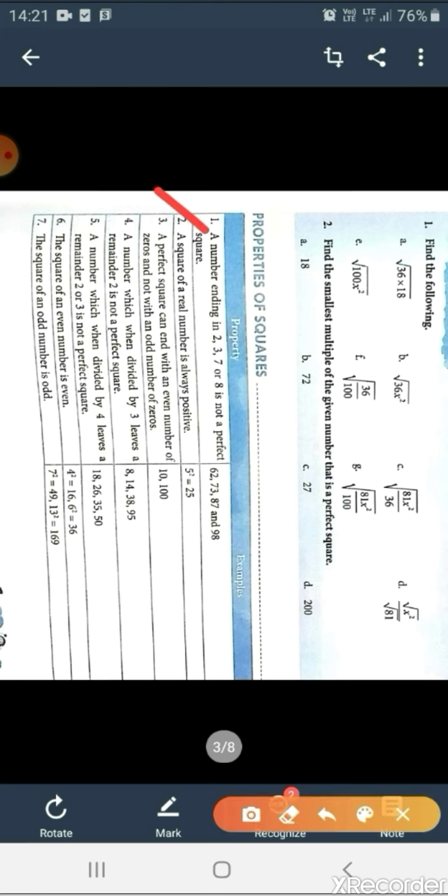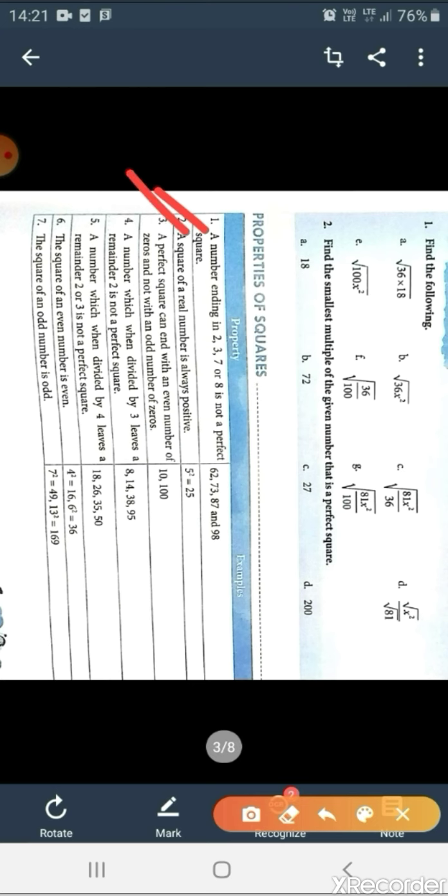Second, the square of a real number is always positive. If you want to find the square, 5 square is 25, 3 square is 9, 6 square is 36. So the square of a real number is always positive.